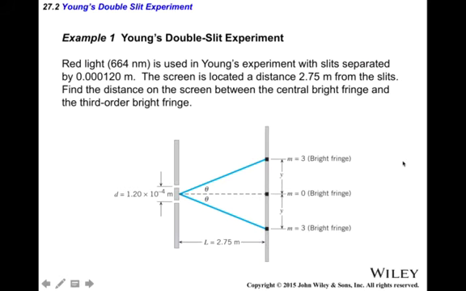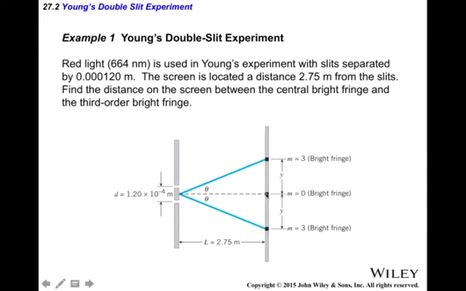Okay, so red light is used in Young's experiment with slits separated by 1.2 times 10 to the negative 4 meters. Look how small that is. The screen is located 2.7 meters from the slits. Find the distance on the screen between the central bright and the third bright fringe. We've got to find this distance y.